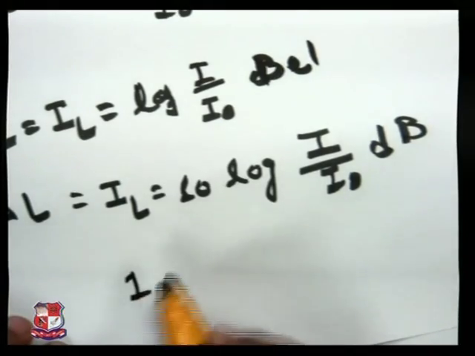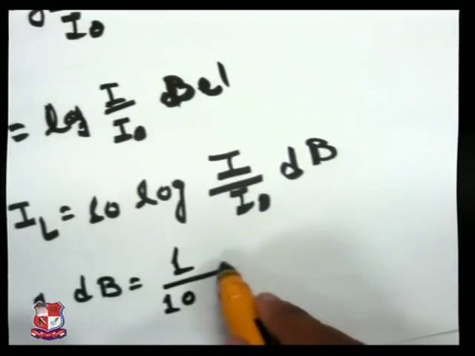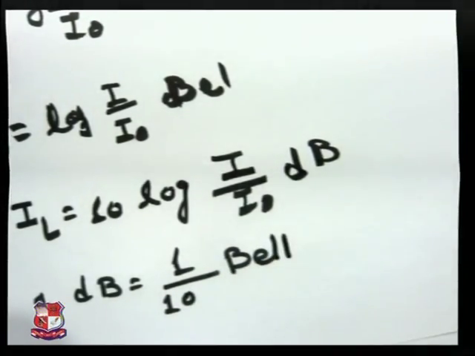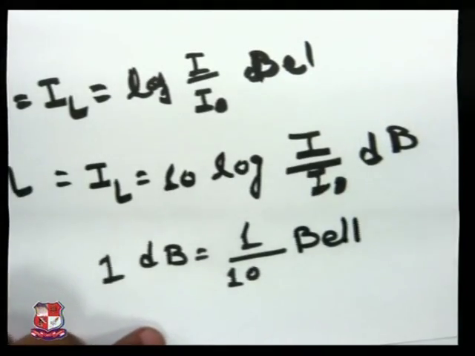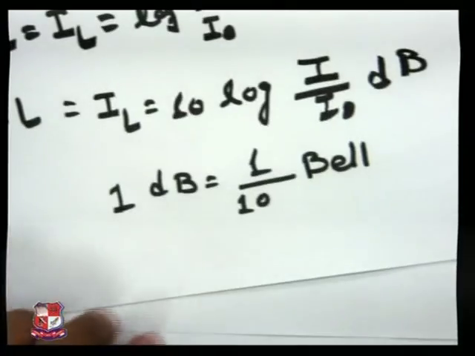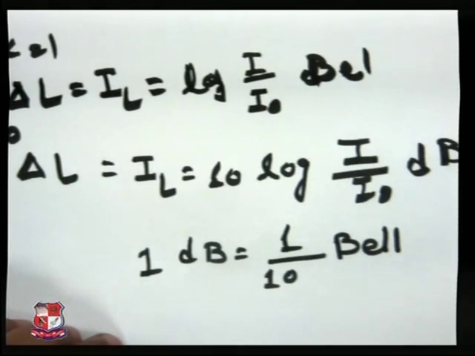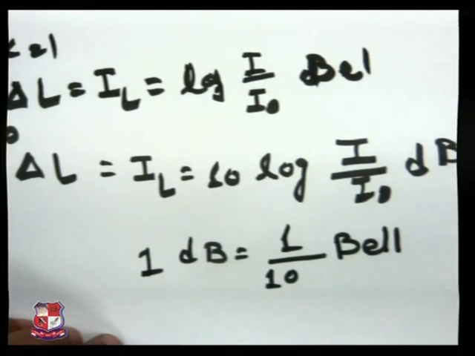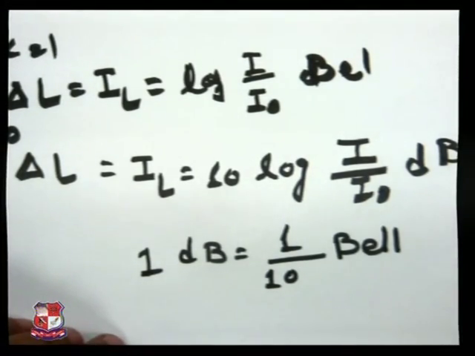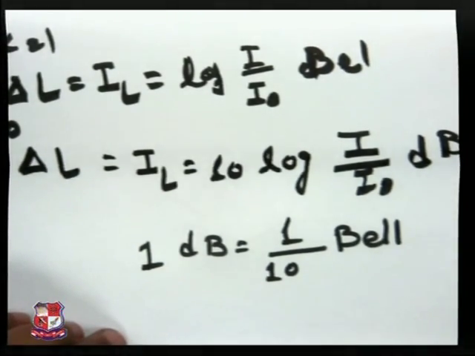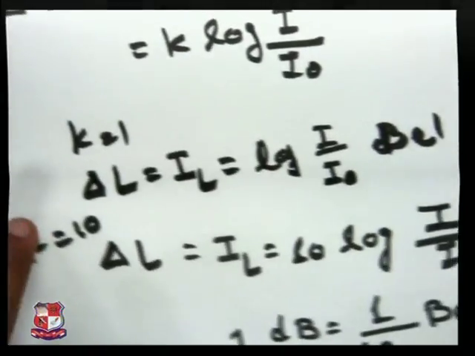So 1 dB is equal to 1/10 of a bel. Bel is a loudness unit, and the loudness can be measured in terms of decibel. Whenever you use any electrical equipment, it may be a speaker or a television, in their manuals they write the maximum limit up to which this instrument can be run, and the maximum limit up to which you can hear.